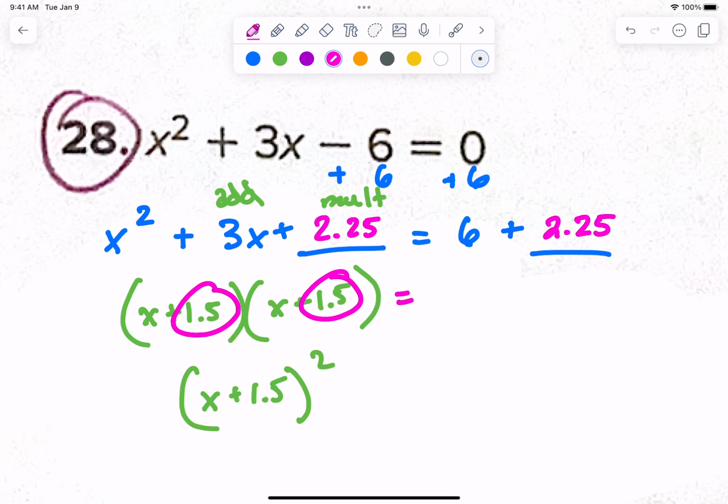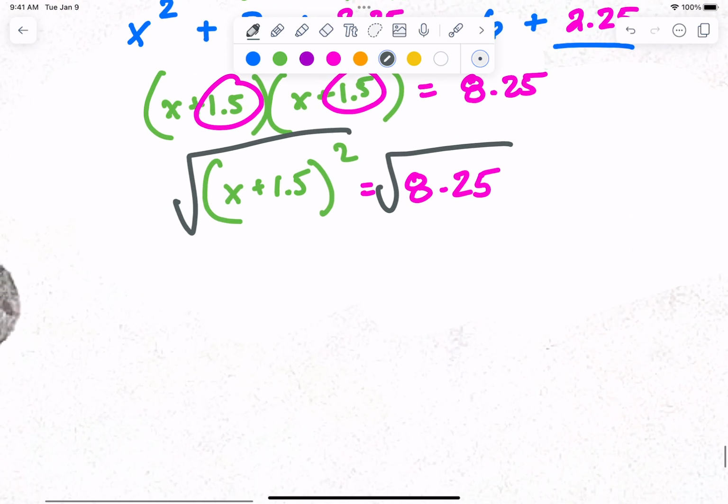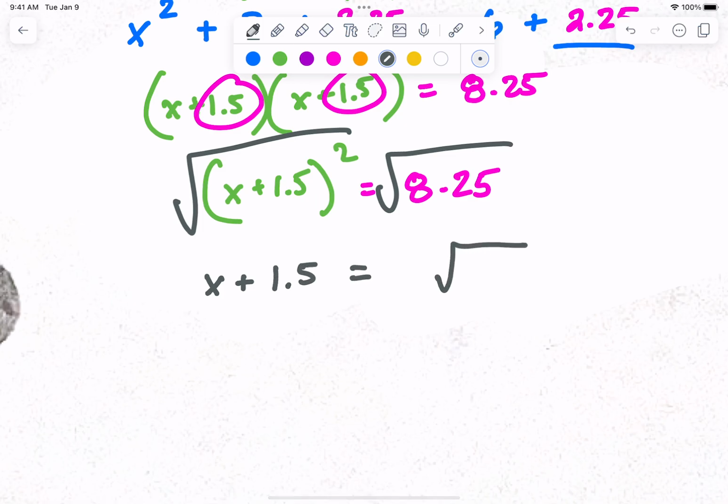So that will be 8.25. Do you see how we get 8.25? All right, now what? Square root. I'm just going to leave it as the square root of 8.25. I'm not going to pop it out. x plus 1.5 equals, but we need plus or minus.